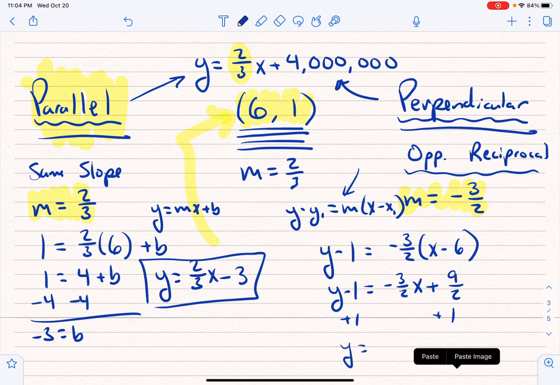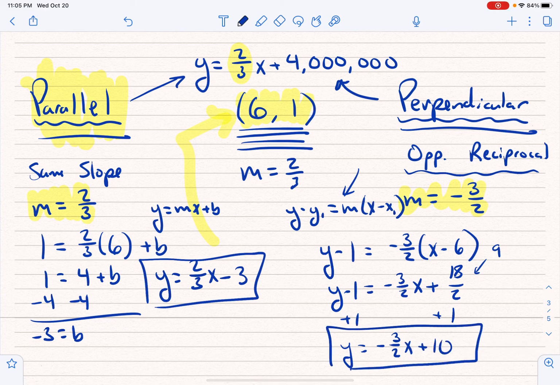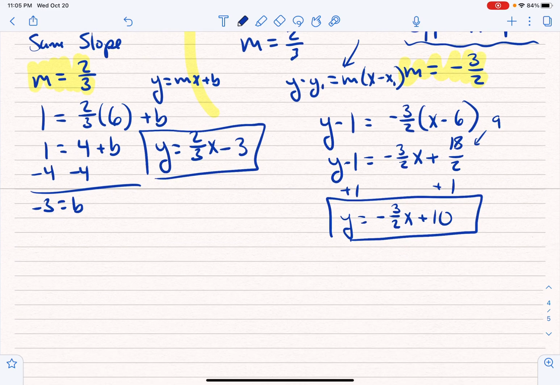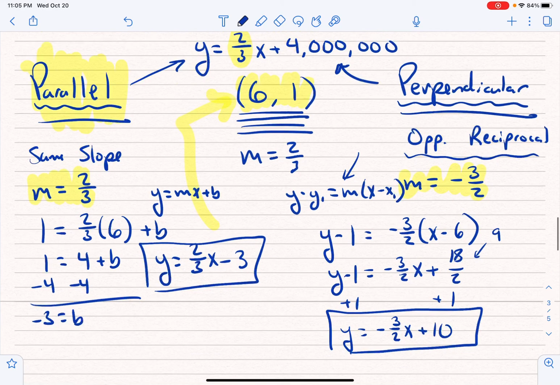Wait, not 9/2. 3 times 6 is not 9. Oh my goodness, sorry, guys. It's 18/2. I was doing two things at once, dividing and putting it together. Anyway, 18/2 is 9. Then I add 1 to both sides and get y equals -3/2 x, and 9 plus 1 is 10. So y equals -3/2 x plus 10 is the equation of a line that is perpendicular to the original line but passes through this point, 6, 1.